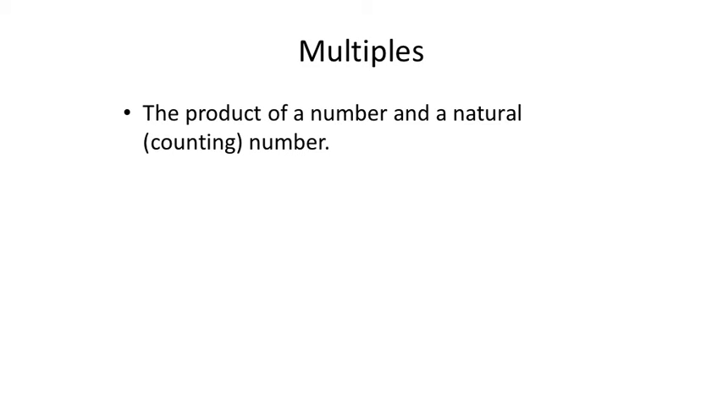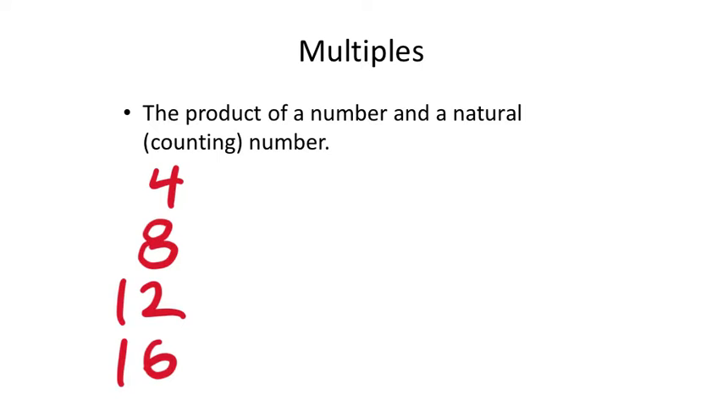So multiples are just where you take the product of a number and a natural or counting number. That's it, okay? So if you looked at multiples of 4, for example, 4 by itself would be 4 times 1. So that's the number, and you multiply it by a counting number. 4 times 1 is 4. 8 would be the second multiple of 4 because it's 4 times 2. Or 4 times 3 is 12, or 4 times 4 is 16, and you could continue this.